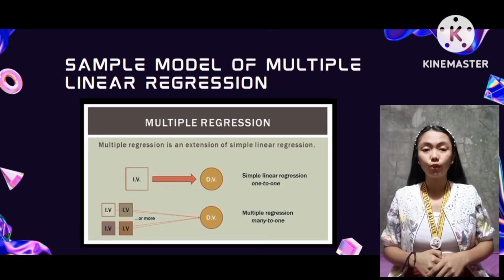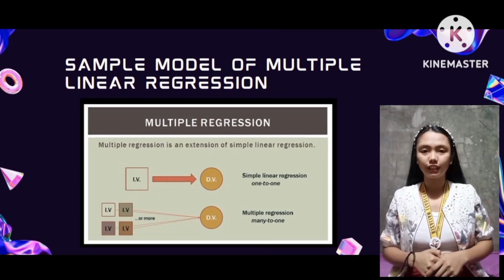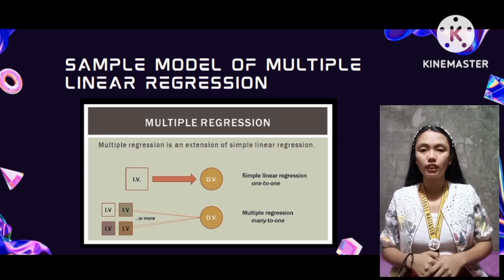Now, let's proceed to the model of multiple linear regression. As we can see, multiple regression is the extension of simple linear regression. The first figure shows one dependent variable and one independent variable. In simple linear regression, it is a one-to-one relationship. On the other hand, multiple linear regression shows two or more independent variables and one dependent variable. It is a many-to-one relationship.